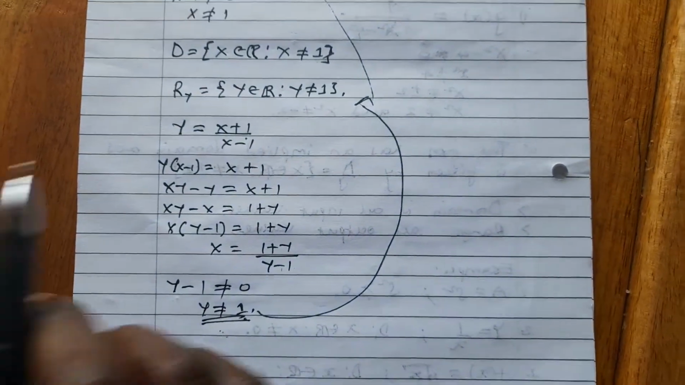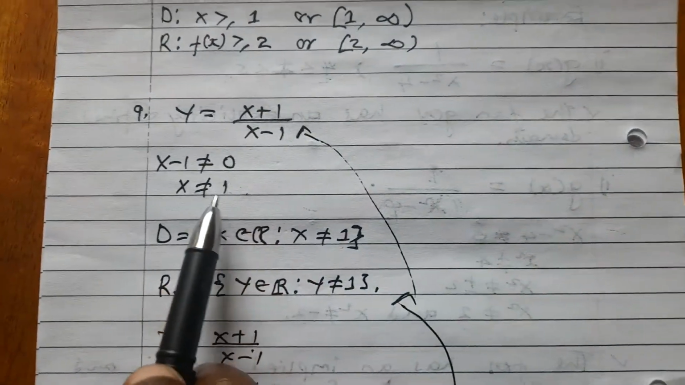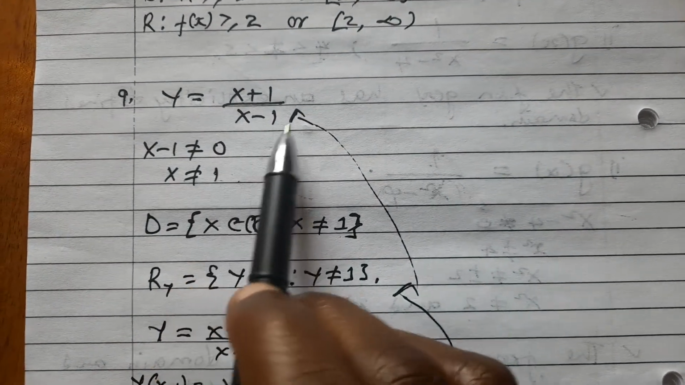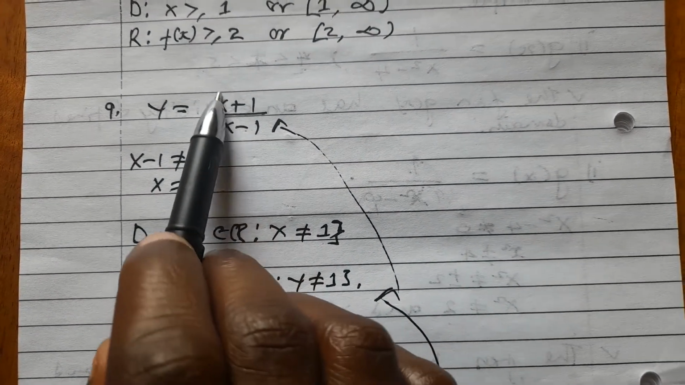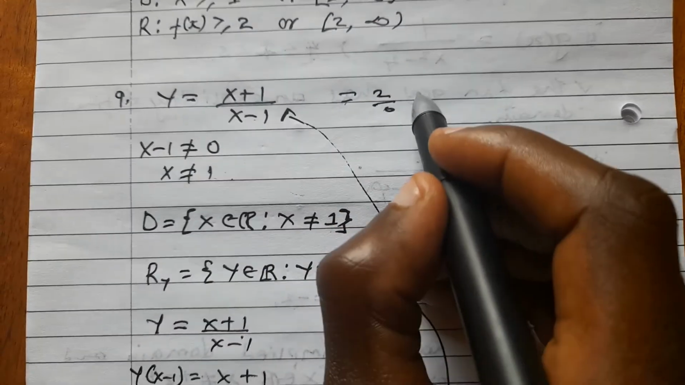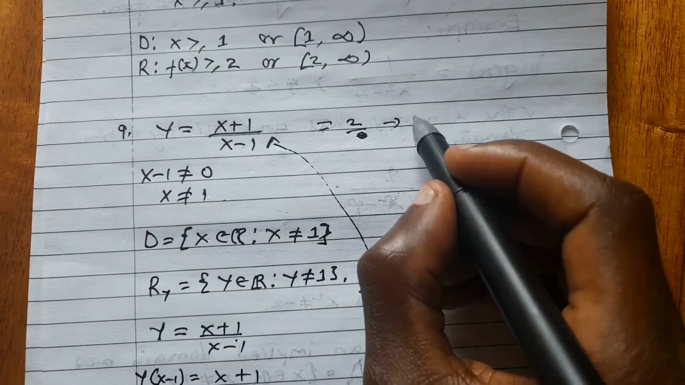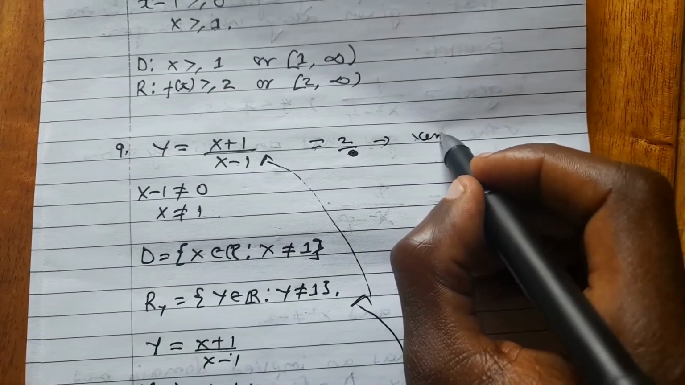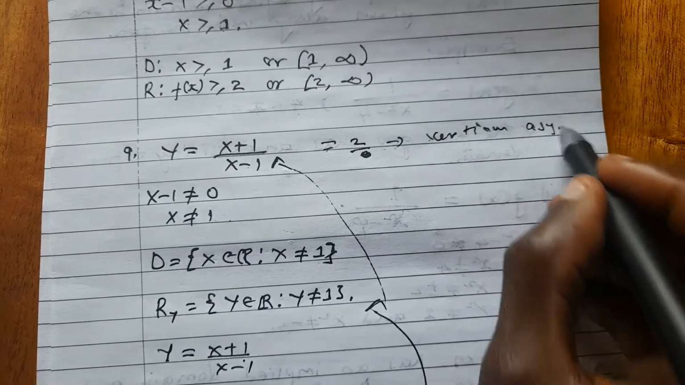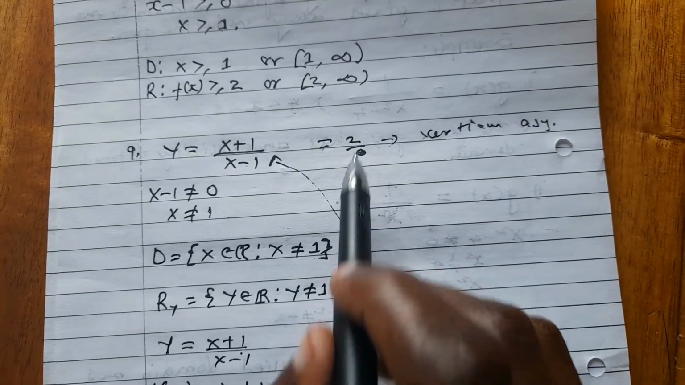We realize at the point x is 1 for the original function, the function is not defined. When I substitute x here, it is giving me a 0, and here I'll have 2. So I'm getting 2 over 0. Because I'm getting 2 over 0, it is not a hole, but it is a vertical asymptote, meaning it is cutting the x-axis at some point.